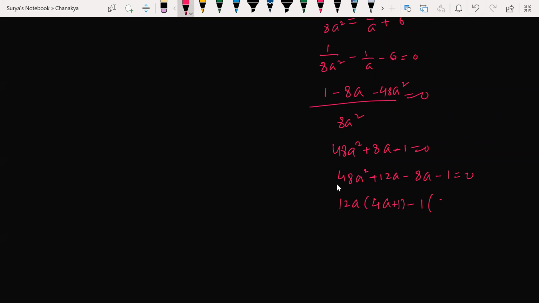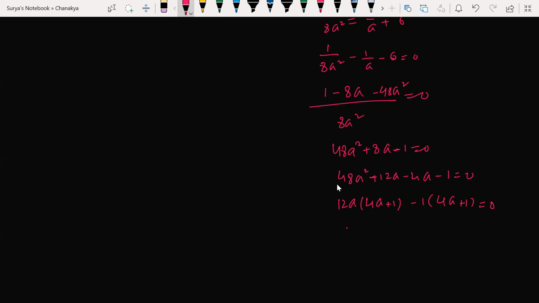Okay, minus 1, so 8A plus 1. Also make sure that you are getting 6 common. Okay, 6 common, still we are not getting. So look at this, 12 8, so much. I think here it is 4A, not 8A. 12 minus 4, then only 8, right? Correct. So 12A taking common, 4A plus 1 minus 1 common, 4A plus 1 is equal to 0.